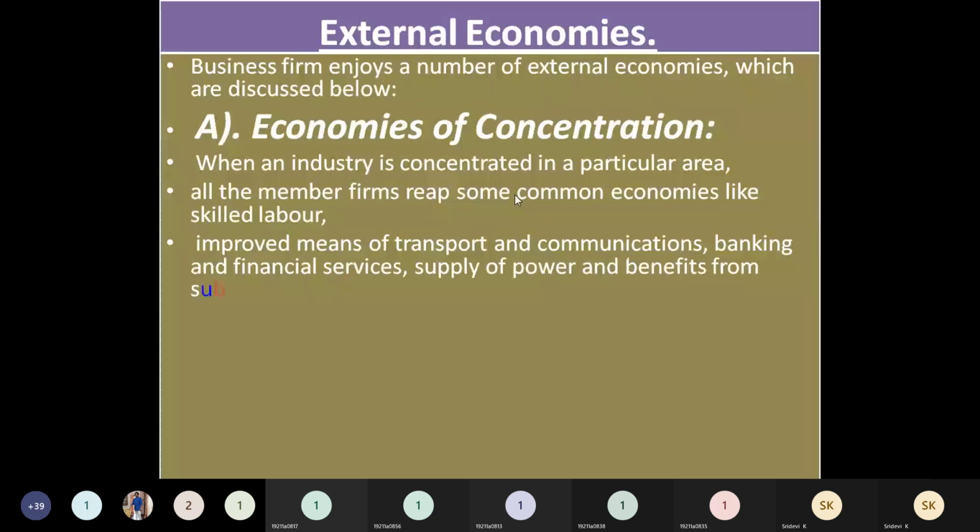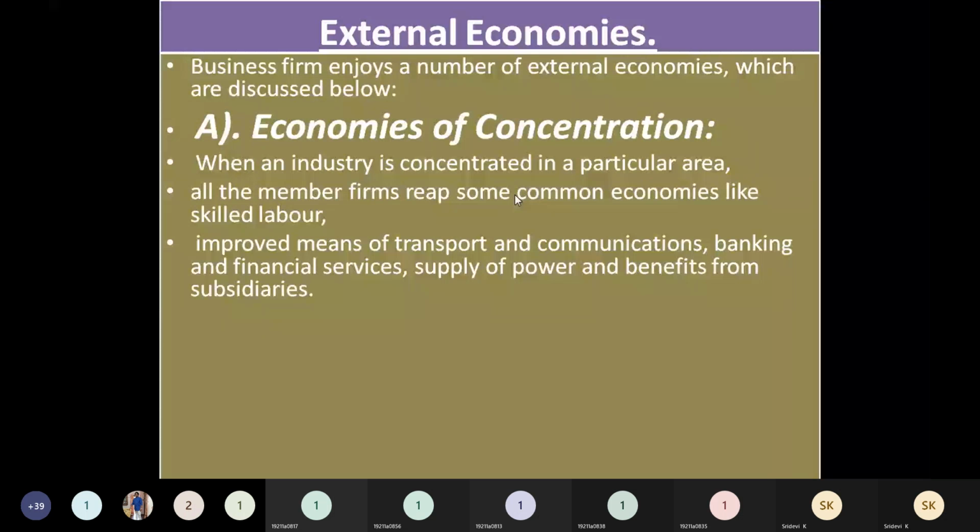Because they have certain advantages, like skilled labor being available in that particular area. All chemical related workers will be available in that area. So if you start your company where the companies already exist, you need not search for skilled labor; they will be available there itself, and you can utilize them.